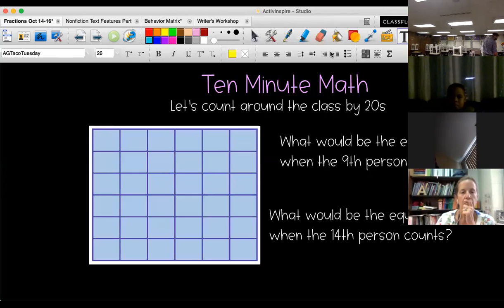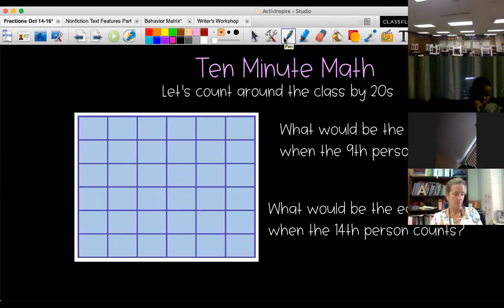And we're going to be counting by 20s. So we counted by 5s, and then we counted by 10s, and this time we're going to be counting by 20s. All right, so my first person I see on here is Michael. Michael, why don't you go ahead and get us started?